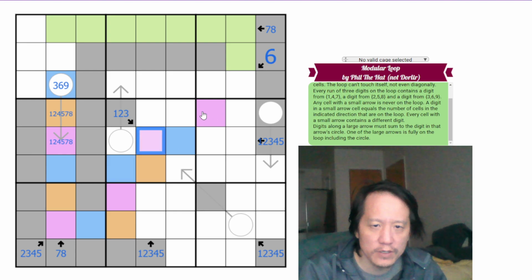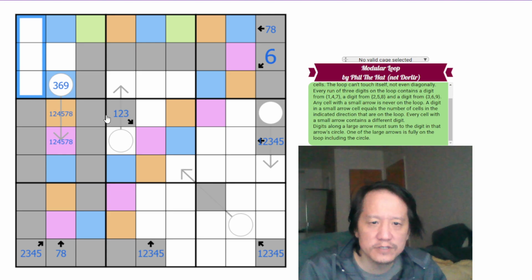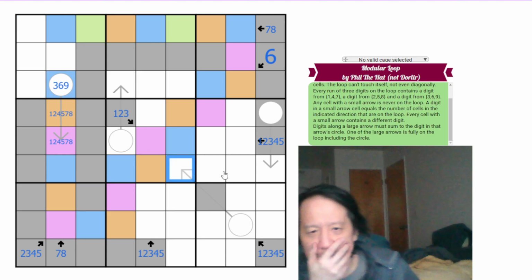Blue, orange, pink, blue, orange, pink. This is blue. So this is orange. I think I messed that up. And therefore, this is pink. So this is blue. There we go. Okay, yeah, I messed it up. So this is orange. Wait, but this doesn't work. No.